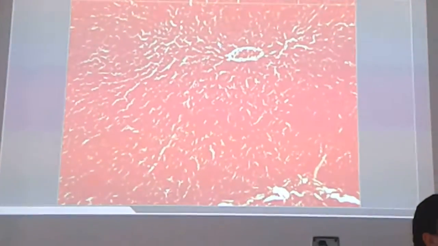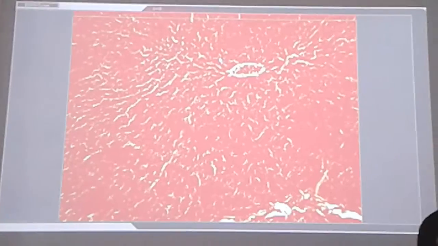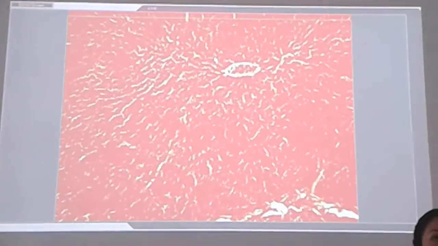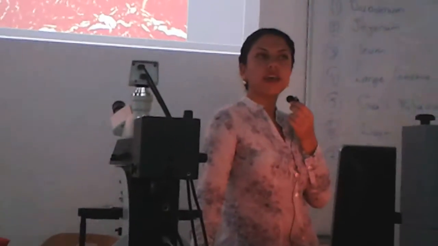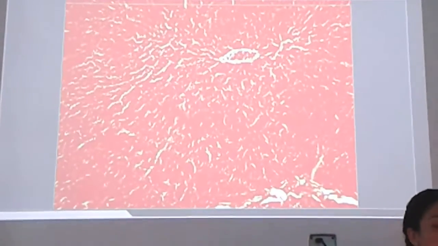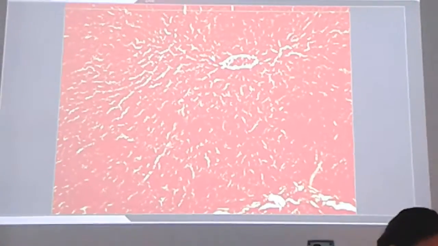Where can you see sinusoids apart from the liver? Give me another example of sinusoids. Come on. Maybe bone marrow? Ring a bell? Okay. So these hepatocyte rows are separated by sinusoids.